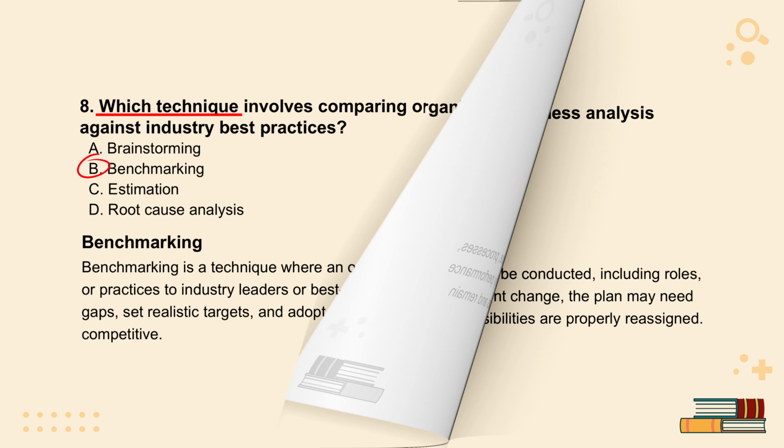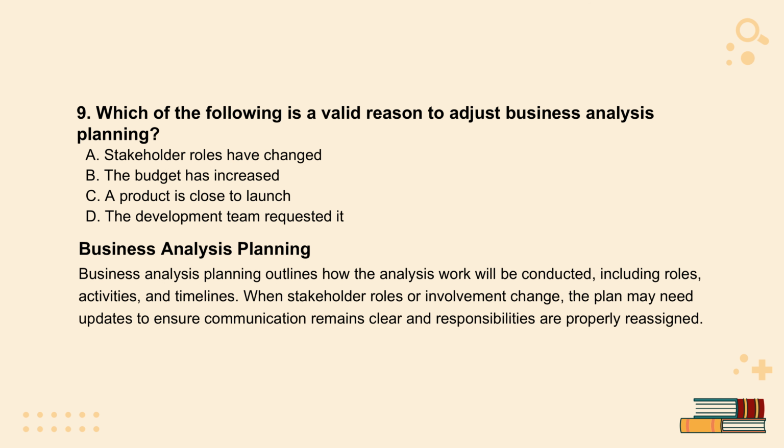Okay, almost there. Question 9 tackles the inevitable change. Which of the following is a valid reason to adjust business analysis planning? The answer is A. Stakeholder roles have changed. Why is a shift in people such a big deal for the plan? Because projects are dynamic, they don't happen in a static bubble. The people involved, their roles, who's responsible for what, who has influence, that can shift during a project.